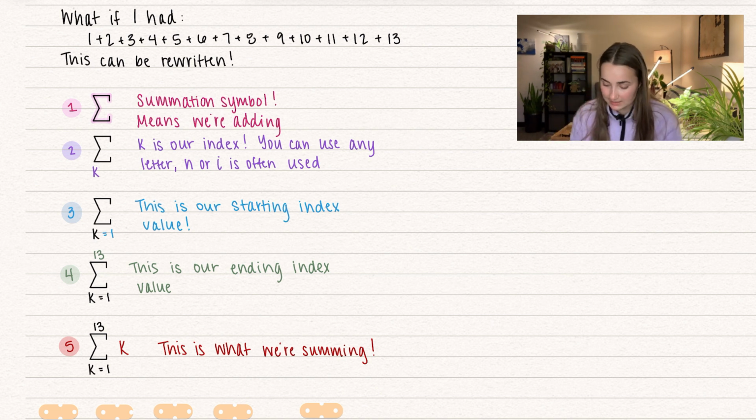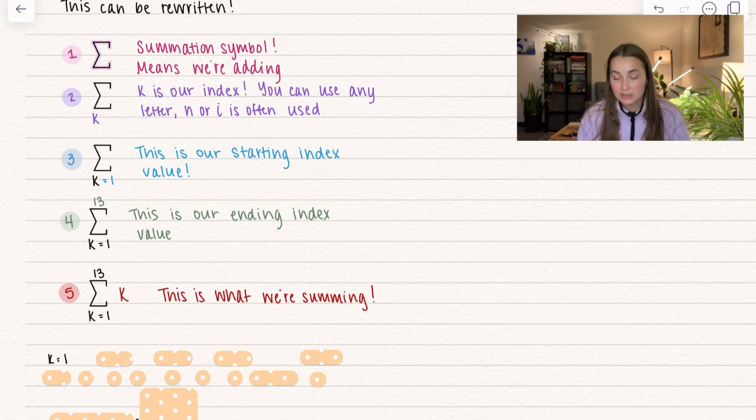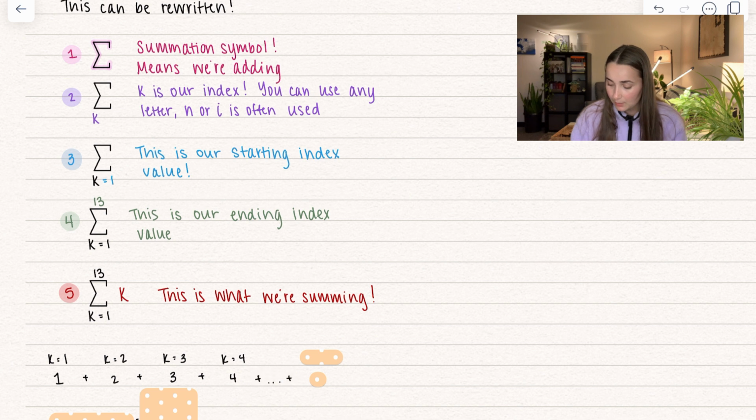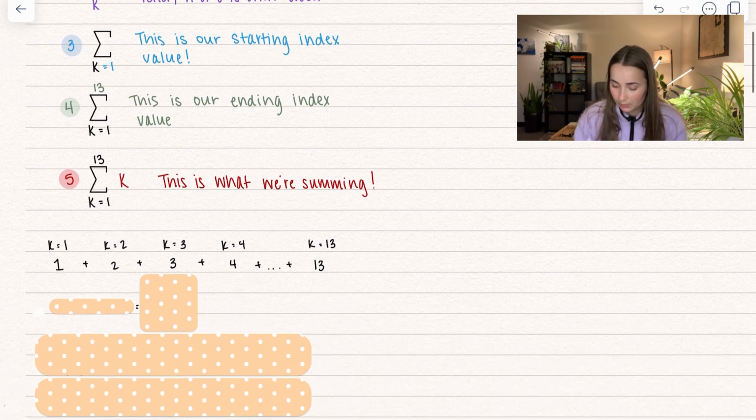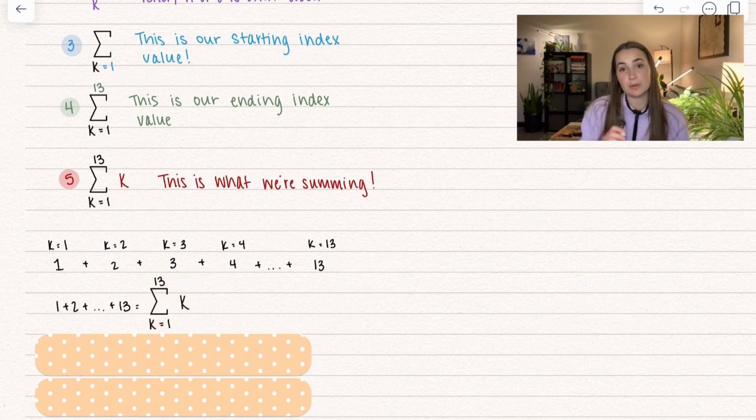So let's talk about what this looks like. When K equals 1, we literally replace K. So we replace K with 1. And then the summation means we're adding, and then we're going to K equals 2. We replace that with our K, so K is equal to 2. We add on, we go on to K equals 3, so we're going to replace that with 3. Adding on K is equal to 4, we get 4, plus, and then going all the way until K is equal to 13, where we're adding 13. So another way we could write this is 1 plus 2 all the way down to 13 is equal to the summation from K starting at 1 going up to 13 of K.